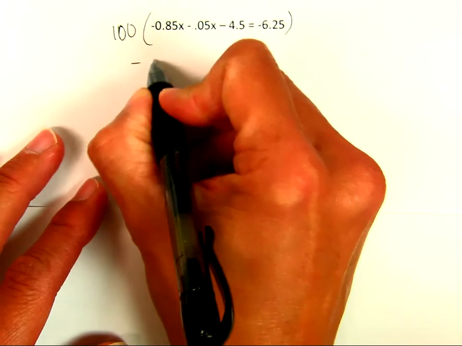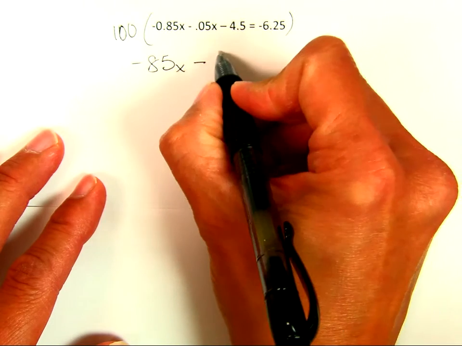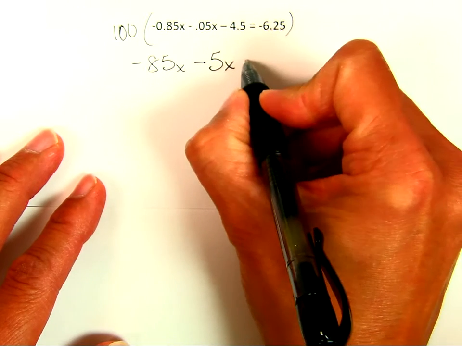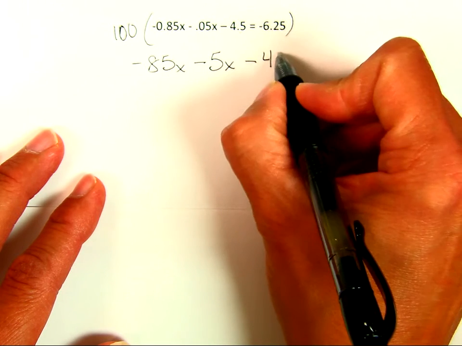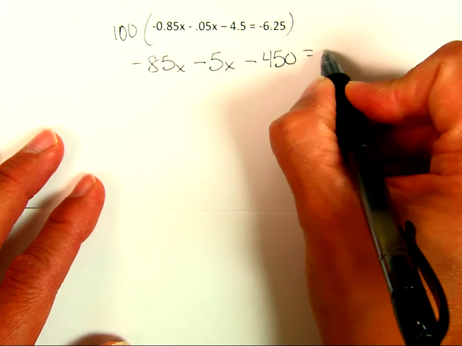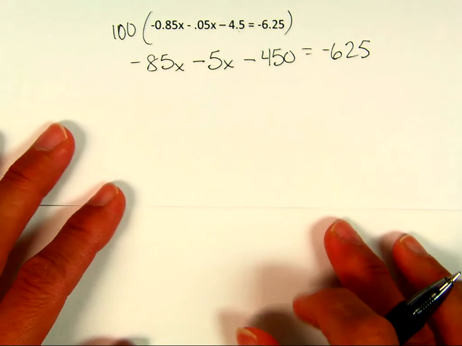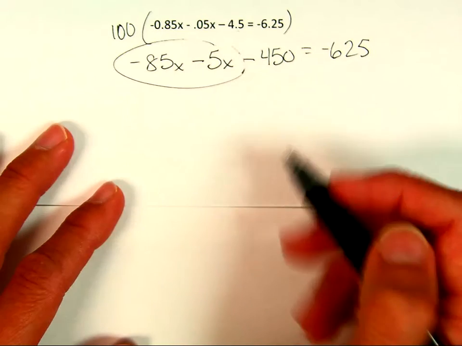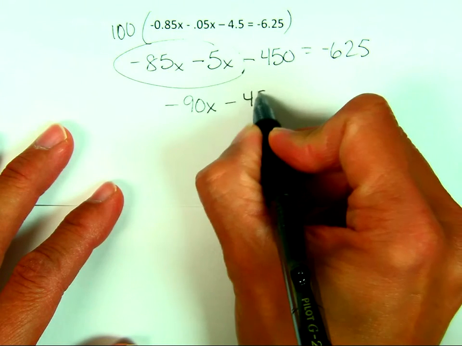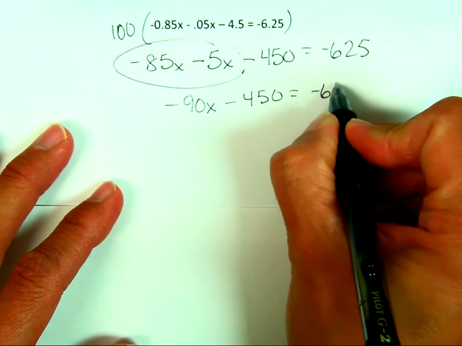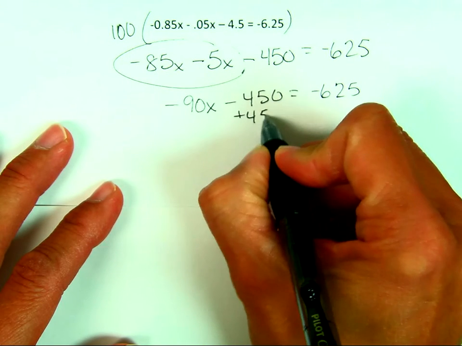I'm going to say negative 85, don't forget the negative sign, minus 5x, minus, now I said 100, so I have to move it twice, 4.5 times 100 is actually 450, equals negative 625. So now it looks a little bit better. I'm going to combine my like terms. So that's negative 90x, and then I'm going to write down these. I'm going to now get rid of my 450 by adding 450 to both sides.